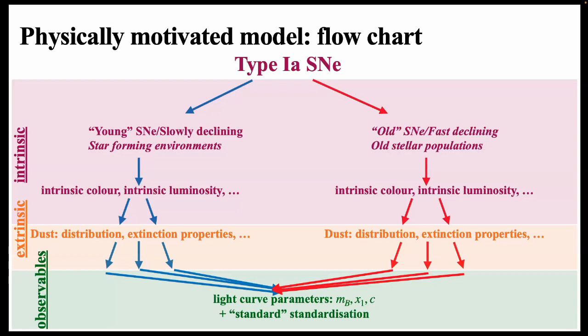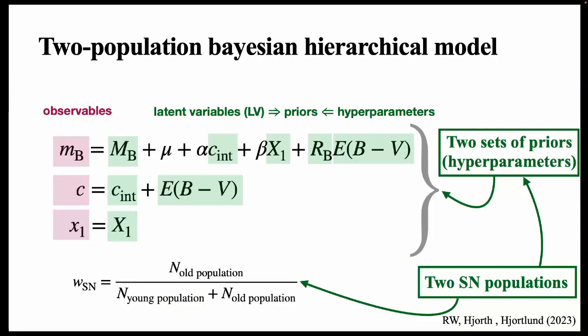I want to show you the result of forward modeling with a two-population Bayesian hierarchical model. This is a mathematical approach to explain the lack of parameters in terms of physically motivated latent variables. The latent variables are in green here. You can clearly see that color is basically a sum of intrinsic color and reddening E(B minus V). There is an extinction parameter here, and there is also an extra parameter, W_SN, which measures the relative weights of the two populations.